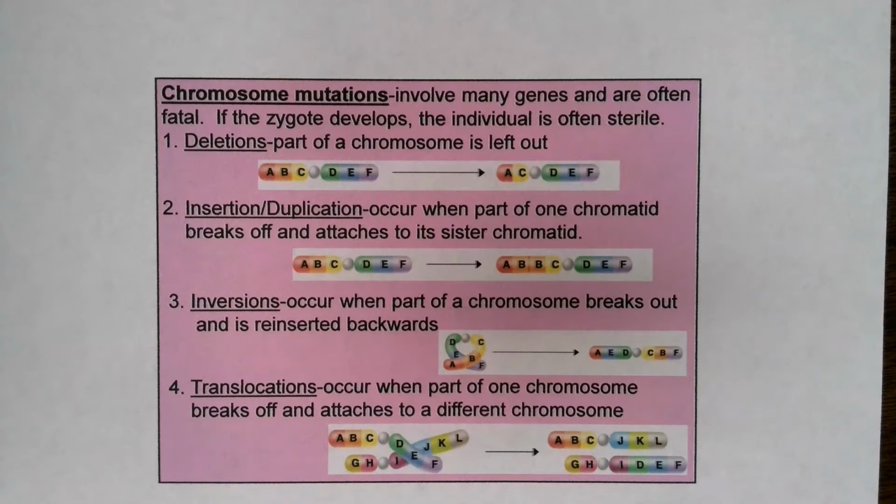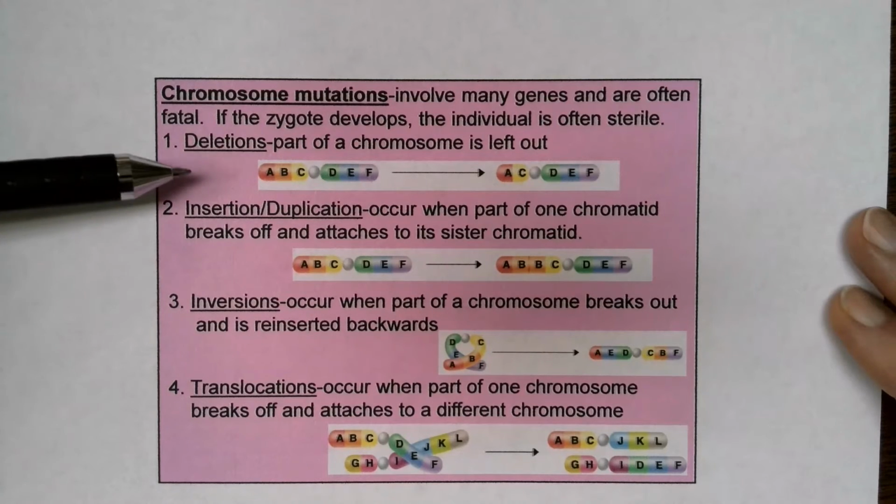So we've already covered point and frame shift mutations. This really short video will be about chromosome mutations. Notice this says that these involve many genes. They're typically going to be either fatal, or if the zygote develops, then the individual probably is not going to be able to reproduce, or will be sterile, and can't make eggs and sperm properly to pass on traits to another generation. So this is going to, like it says, involve many genes.